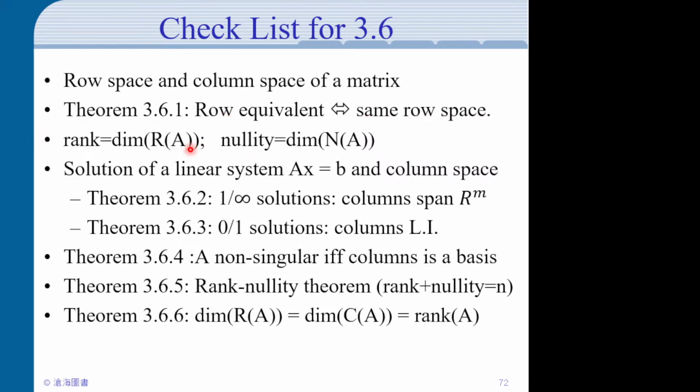And then we defined those 2 quantities: rank equal to the dimension of the row space, and nullity equal to the dimension of the null space. Null space was defined before. Null space is the set of vectors that satisfy Ax equal to 0. And then we see the solution of Ax equal to b has a strong relation to the column space. And so we have 2 theorems. The first says that if the system is consistent, for every b, you always have 1 to infinite solutions.